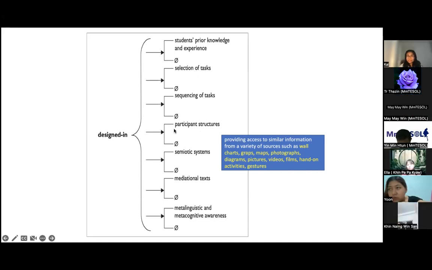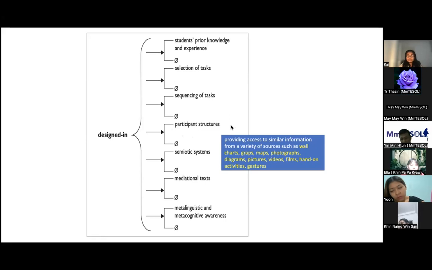And now the next one is the participant structures. Participant structure is also a very important scaffolding structure. For example, in our classroom, we can use different kinds of participant structures. But whatever we do, we should have a purpose of scaffolding. So for example, at the beginning of the class, I will use whole class discussion, and also I will move on to group work, and then I will move on to pair work. So what is the purpose of changing the participant structures?